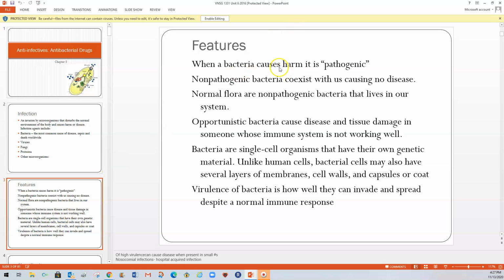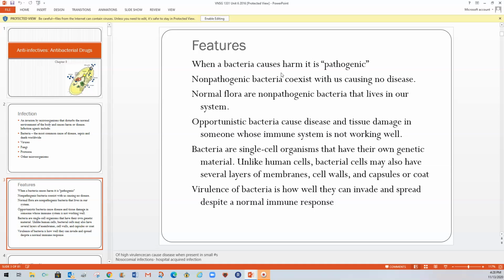When a bacteria causes harm, it's called pathogenic. Non-pathogenic bacteria coexist with us all the time and don't cause any disease. These are normal flora that live in our system, so we don't want to kill off all the bacteria in our system.